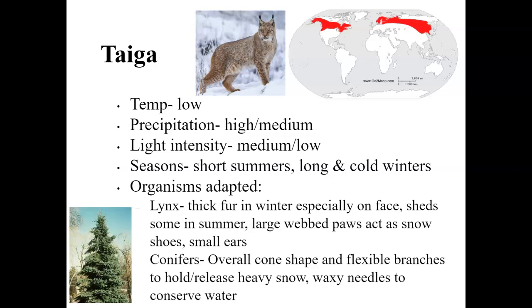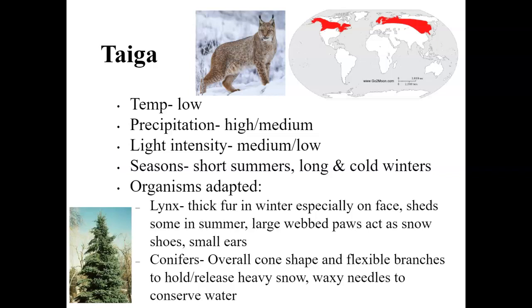Up in these areas, the types of trees we tend to find are going to be conifers. So these are going to be your cone-bearing trees. So think pine trees. Pine trees have an overall shape that's like a cone, and that's important because as the snow falls, it can fall down. The tree shape also helps it slide off. It also has very flexible branches, and that way when the snow drops on it and it's very heavy, it doesn't break the branches.